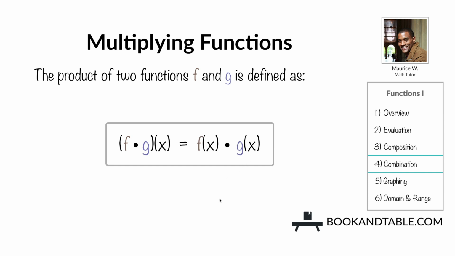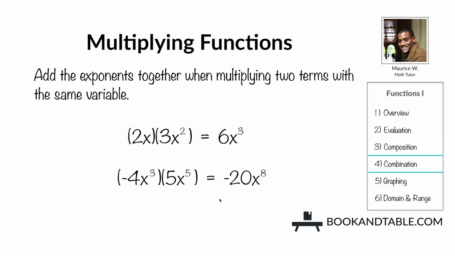Now, when we are multiplying functions, you want to remember the following. Add the exponents together when multiplying two terms with the same variable. So let's say we had 2x times 3x squared. For addition and subtraction, the x's would need to have the same exponent, but for multiplying that is not the case. So here, this x has an exponent of 1, and in this term, this x has an exponent of 2. So when we multiply them, we add together the exponents for the x, which would be 1 plus 2 would give us 3. We multiply the coefficients the way we normally would. 2 times 3 gives us 6. So we see 2x times 3x squared is 6x cubed.